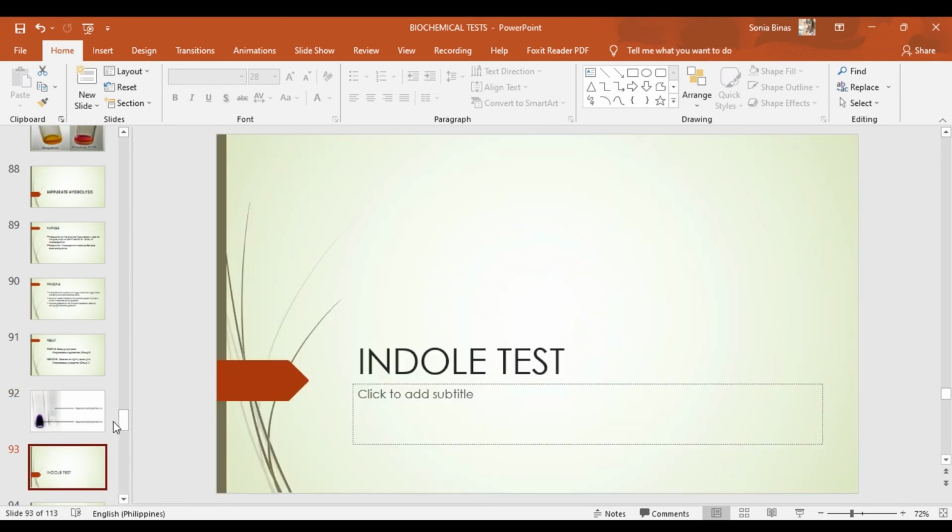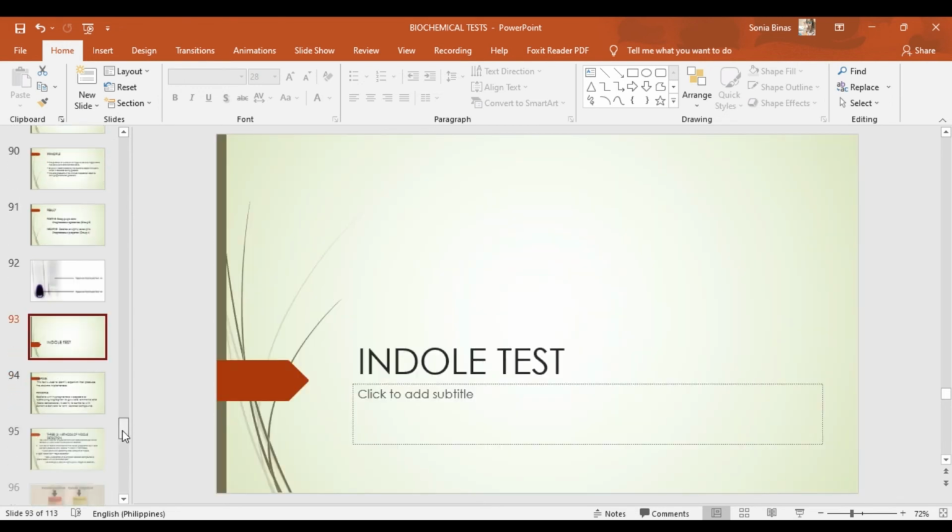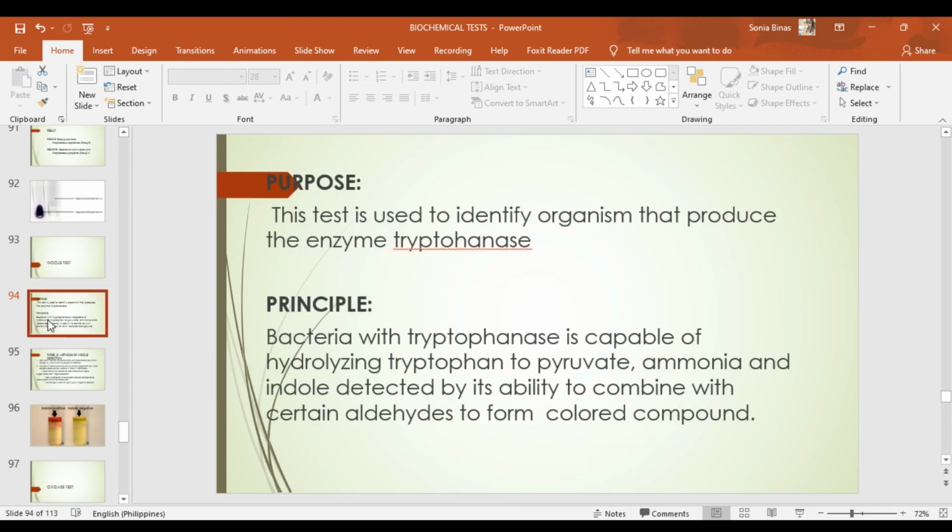So, to proceed sa our Indole test, this test is used to identify organisms that produce the enzyme tryptophanase. The bacterial tryptophanase is capable of hydrolyzing tryptophan to pyruvate, ammonia, and indole, detected by its ability to combine with certain aldehydes to form a colored compound.